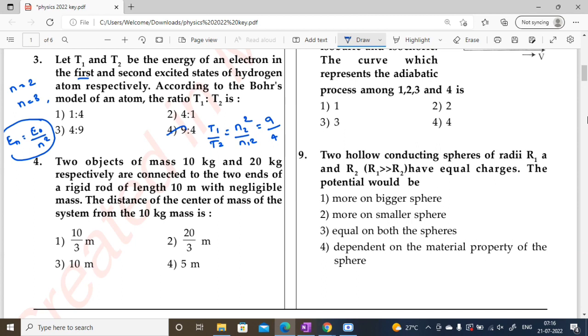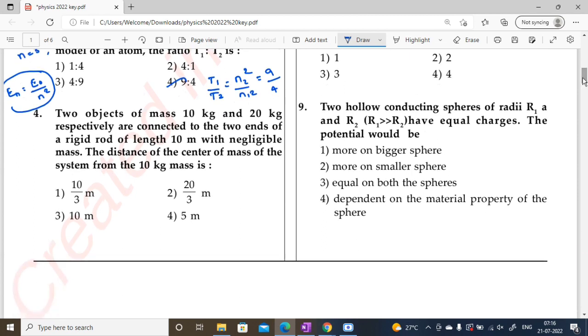So the next question, fourth question: two objects of mass 10 kg and 20 kg respectively are connected to the two ends of a rigid rod of length 10 meter with negligible mass. Understand this keyword here, negligible mass. Whenever you see a question, try to underline the keywords first. So the mass of the rod doesn't matter here. If the mass had mattered, we would have to go with the center of mass of the rod also. But here that is negligible.